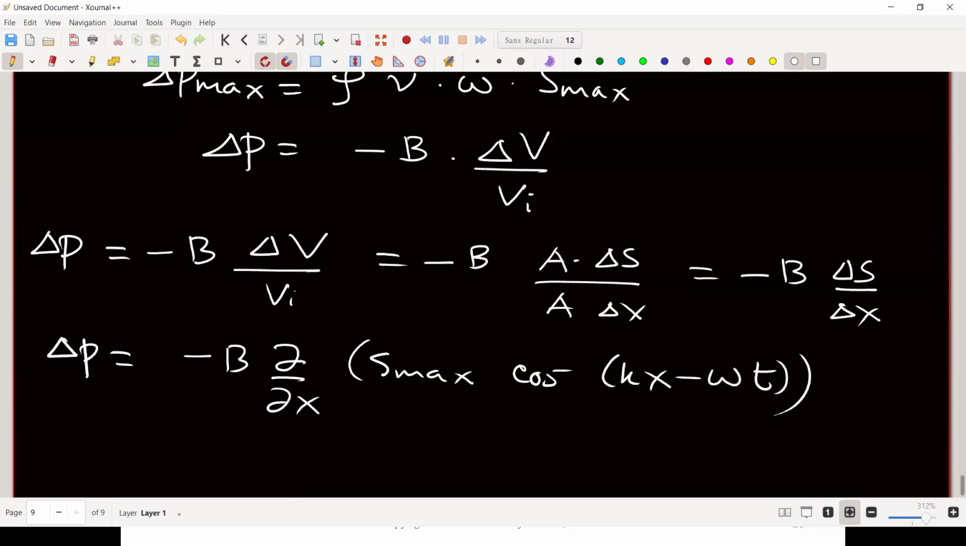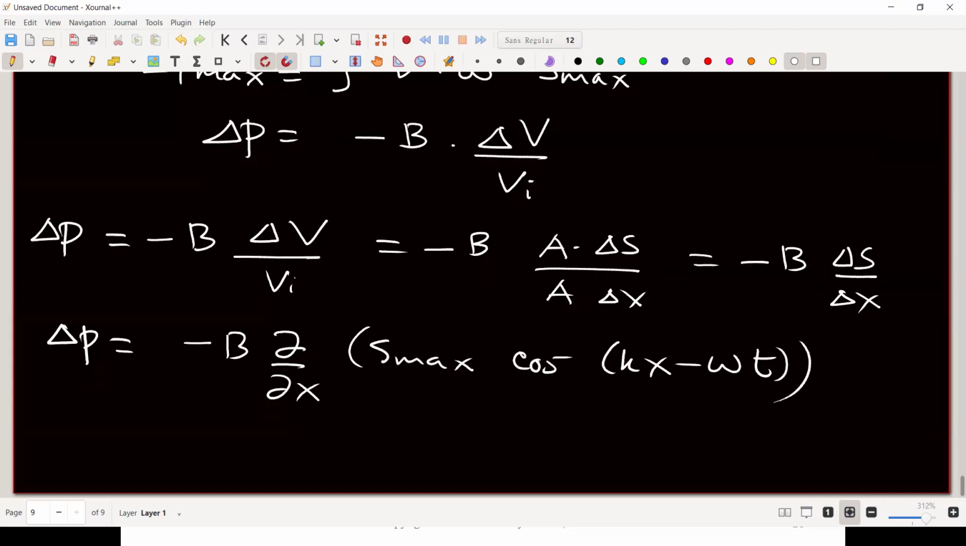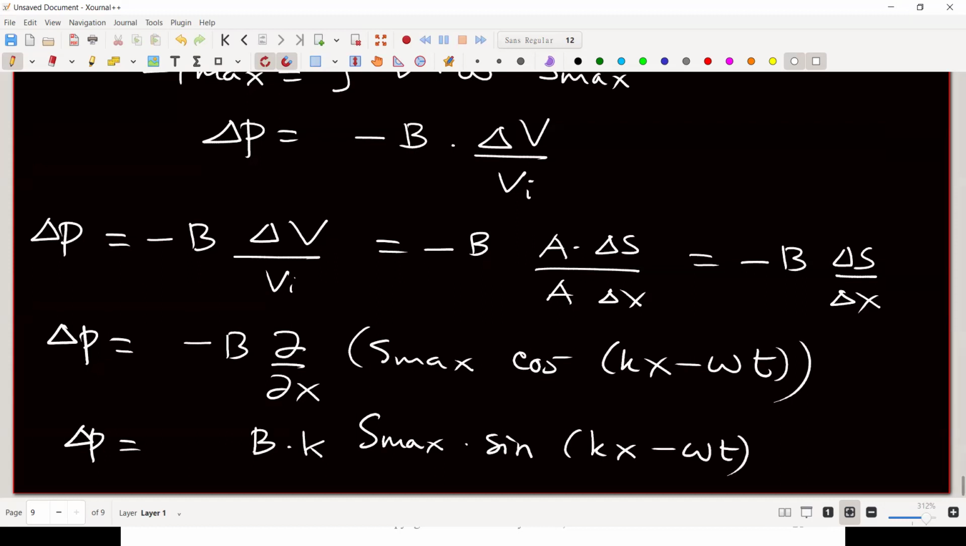So we can take the derivative of this one. Okay, becomes delta P. Cos becomes minus sin. Minus and minus becomes positive. Okay, so B k s max sin(kx minus omega t).